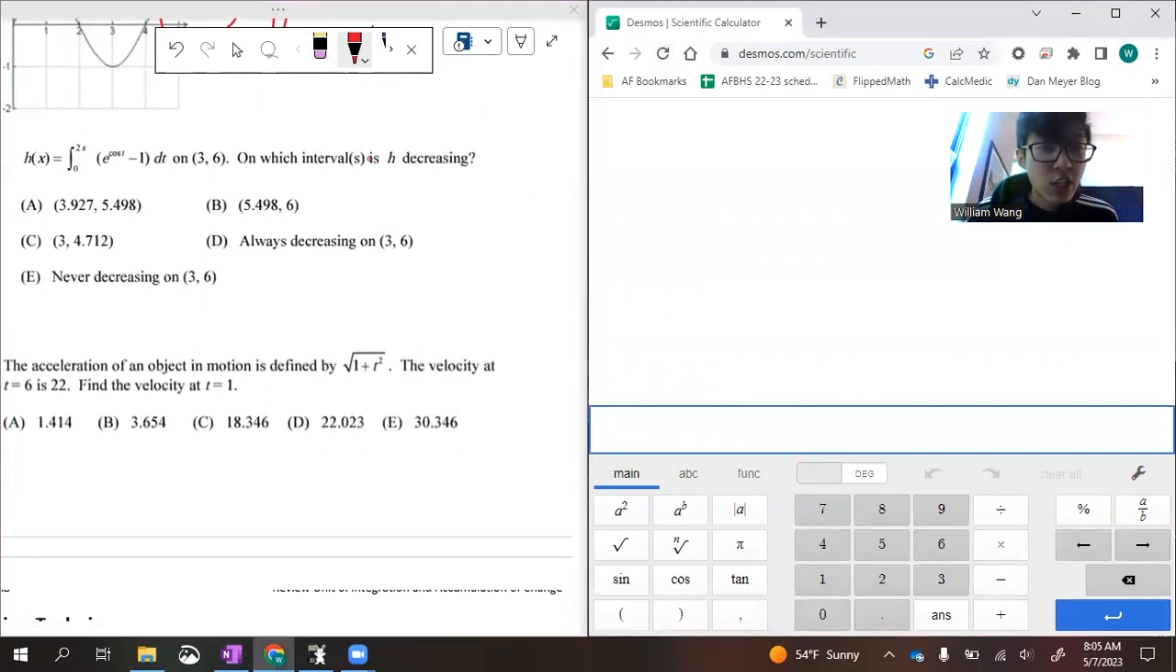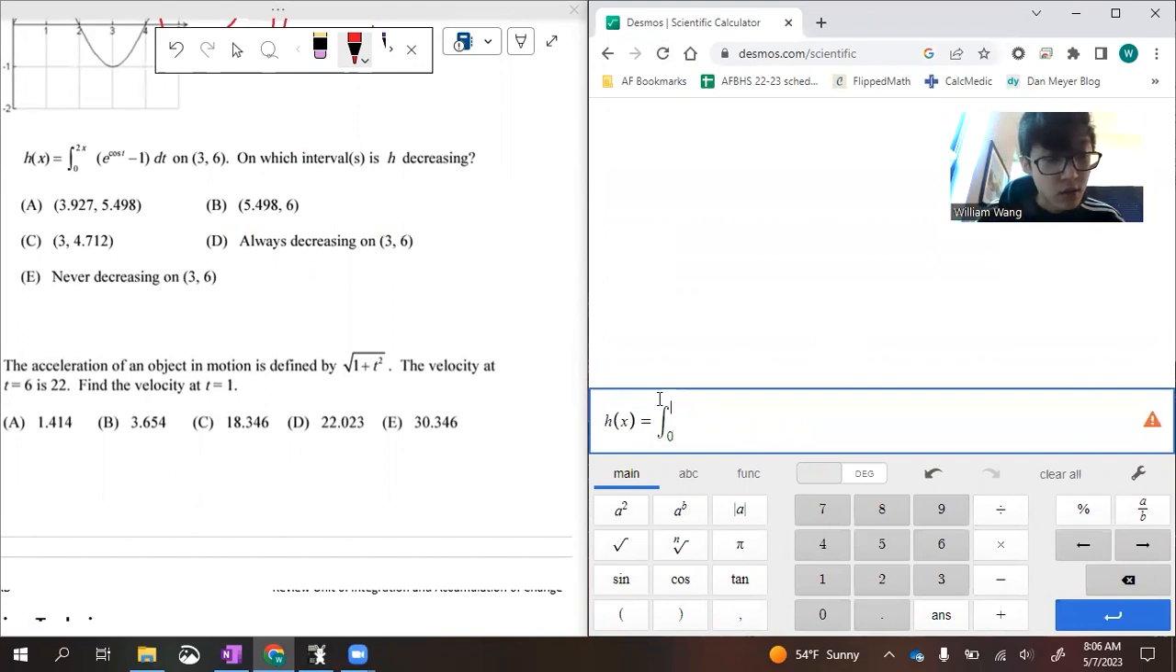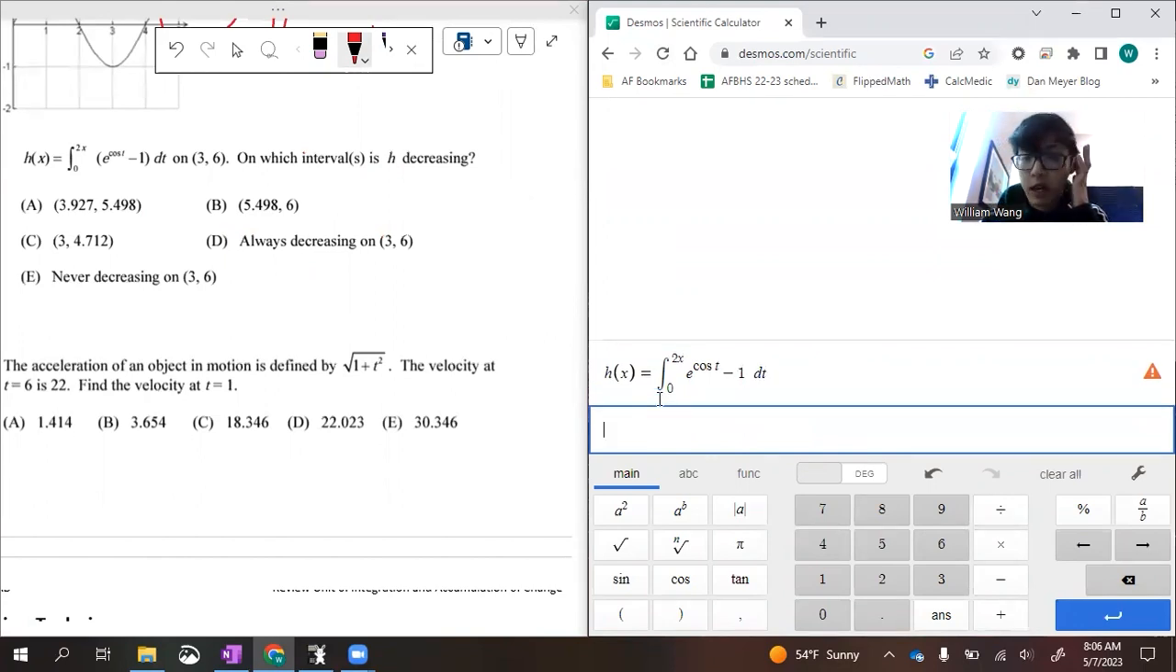Next question, on which interval is h decreasing? Okay, well, let's think about this. H is equal to the integral from 0 to 2x of e to the cosine t minus 1 dt. All right, on which interval is h decreasing? Well, that means I'm going to look at h prime of x. And I'm going to look for where h prime of x is negative. Right? Same thing. H is decreasing where h prime of x is negative.